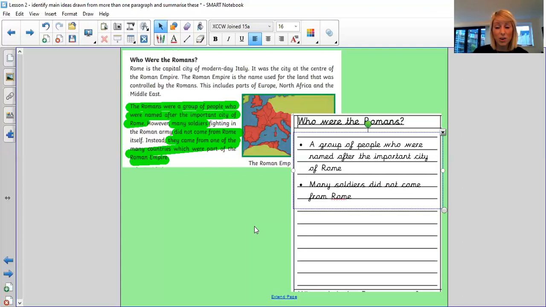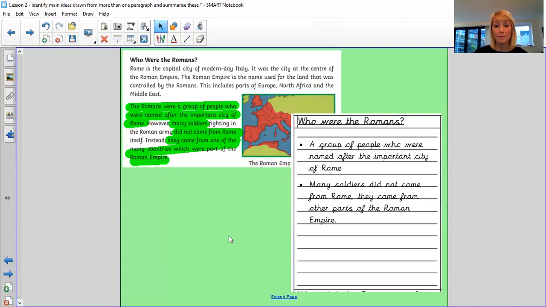So you can see once you've done your highlighting, a lot of the hard work is done for you because that's the key points. You can just copy those on to your summary. So many soldiers did not come from Rome, comma, they came from, I'm just going to shorten that rather than say one of the many countries, I'm just going to say other parts of the Roman Empire. I don't need to write in quite as much detail. Okay, so that is my summary for that section. And as you can see, it's only 2 bullet points. So it's not very long at all.